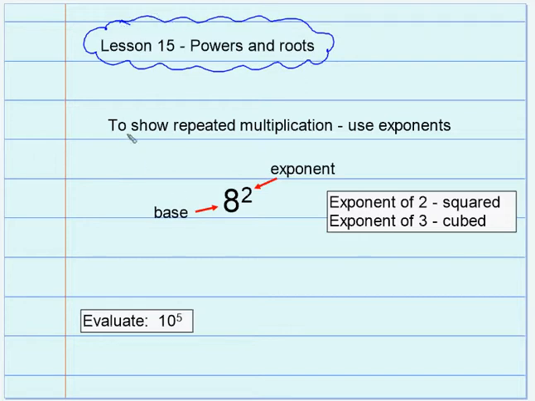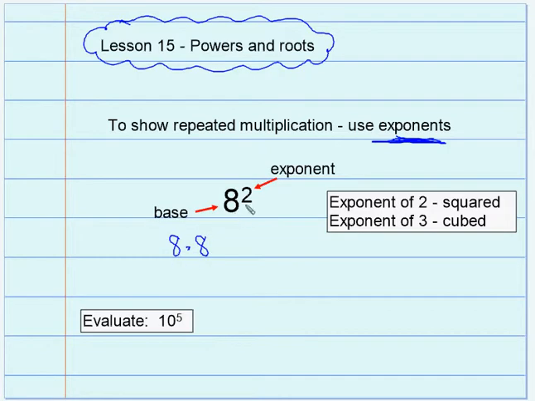Powers are used to show repeated multiplication. We're going to use exponents, and those are the same thing as powers. The base is the number 8, and the 2 is the exponent in my example here. What this means is that we're going to multiply 8 twice.